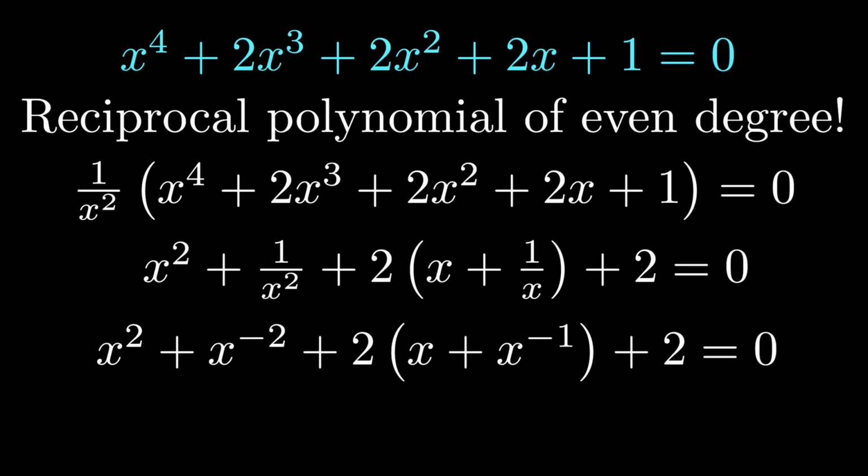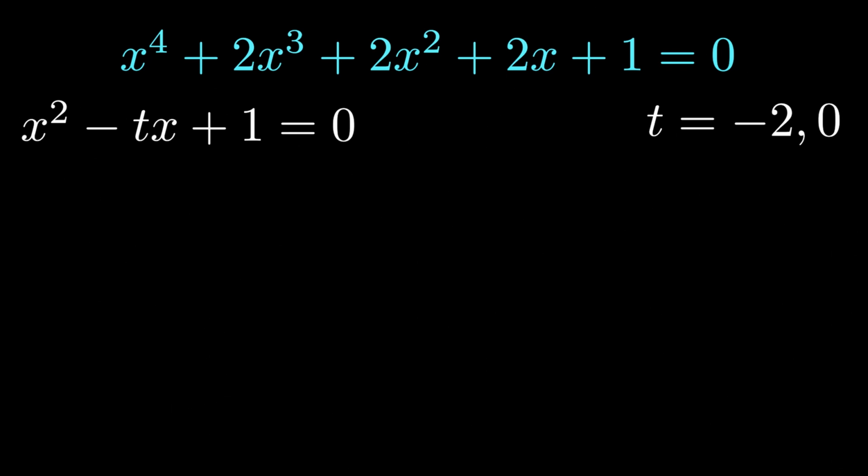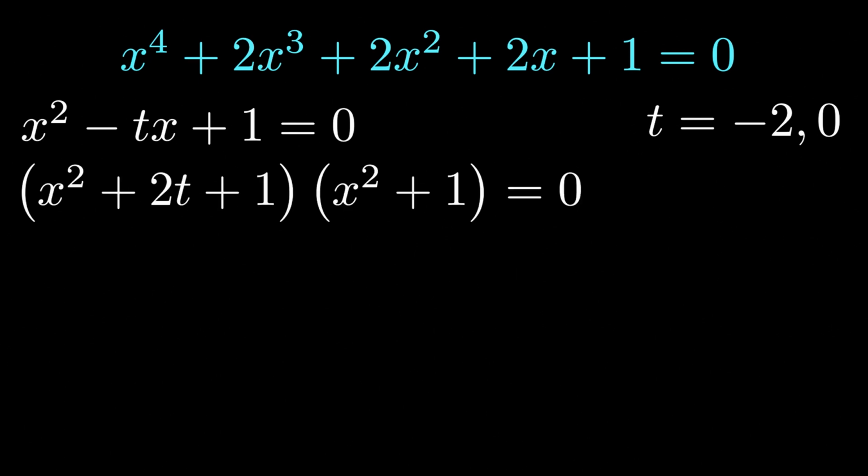And using the substitution t is equal to x plus x raised to minus 1, we get t squared plus 2t is equal to 0. And this has the following two solutions, minus 2 and 0. Now, using the quadratic equation from before, we have x squared minus tx plus 1 is equal to 0. Substituting in our values for t, we get the two following quadratic equations, x squared plus 2x plus 1 multiplied by x squared plus 1 is equal to 0, which give the following solutions.